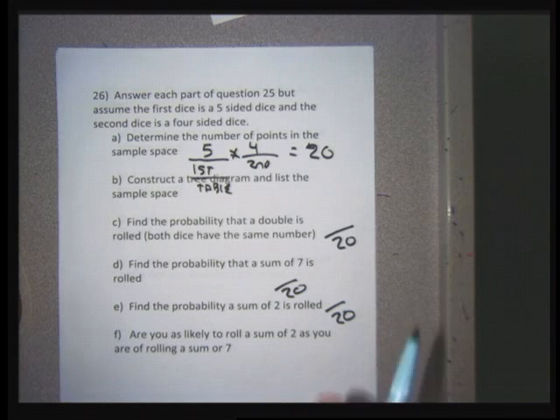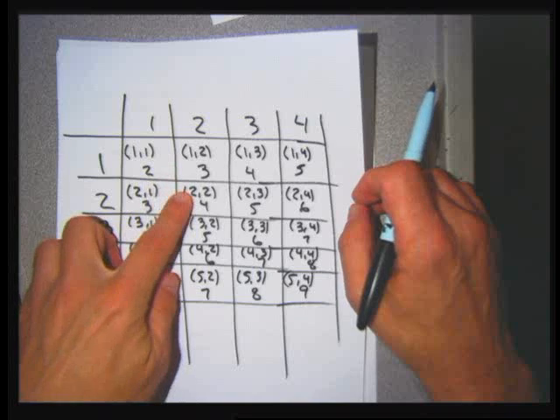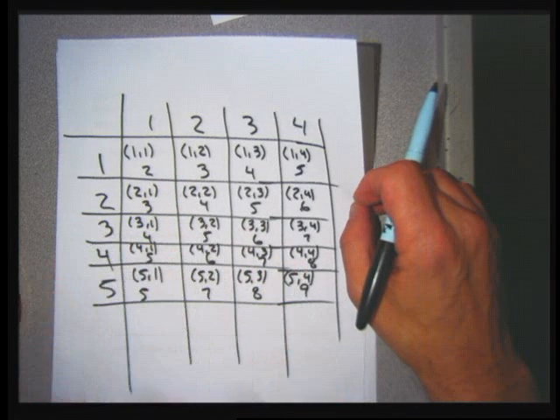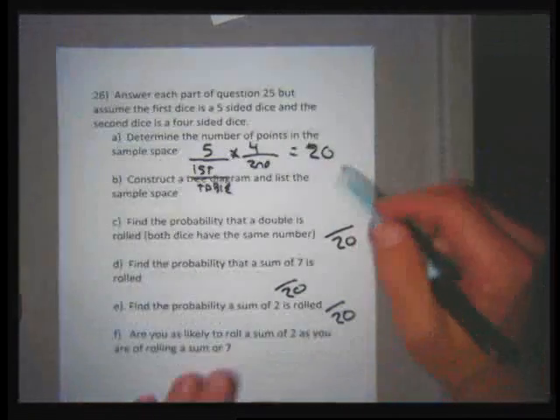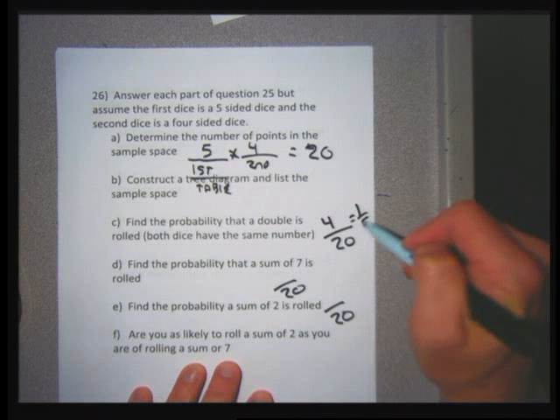First one, I want the probability that I get a double, and 1, 1 is a double, 2, 2 is a double, 3, 3 is a double, 4, 4 is a double. There's 4 doubles in my sample space, so my numerator is going to be 4. So the first probability is going to be 4 in 20. I'm going to reduce that to 1 in 5.